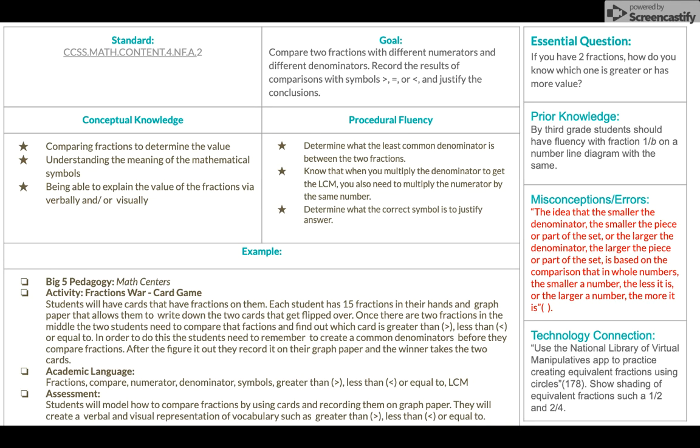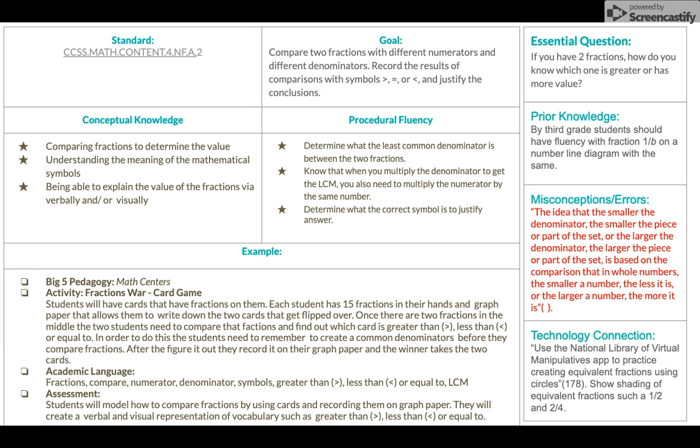Since not all the denominators are the same, they have to figure it out. So they get a new card every time, so it creates diversity within the game. And then they have to be able to write all this information down on their paper with their symbols, so you can check it that way. The academic language is fractions, compare, numerator, denominator, symbols, greater than, less than, and equal to, and then least common denominators, something that they need to be aware of as well.